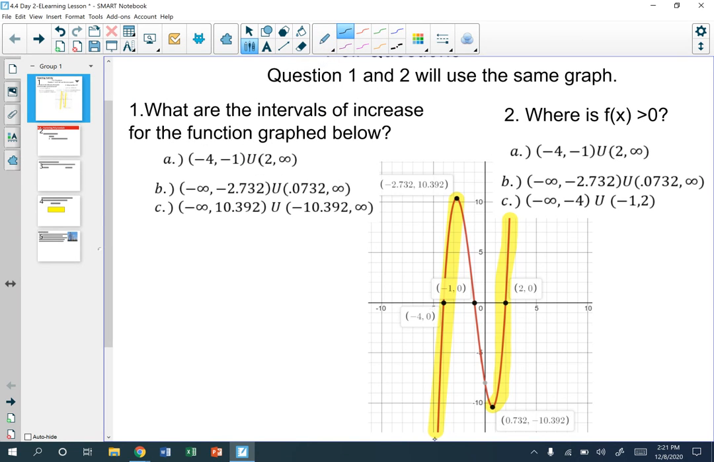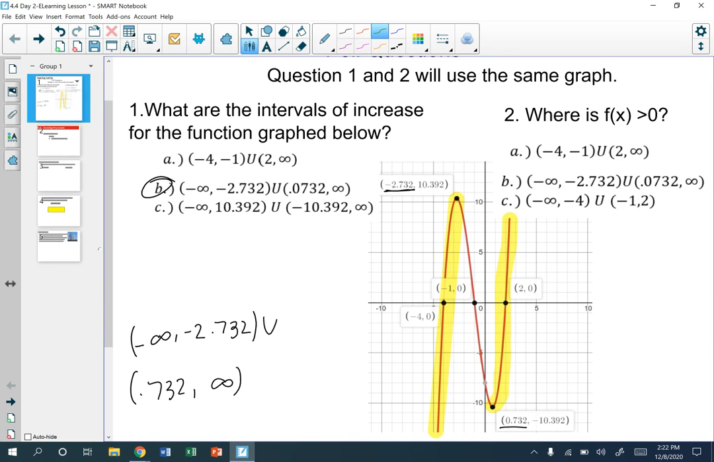And my first one, right, this graph is going to go down forever. So it's increasing starting at negative infinity and going to, remember, we're supposed to be using x values for this. So it increases until negative 2.732, right? That's our first interval. And then our second interval starts at 0.732 and goes till infinity. And then those are going to be connected by a union symbol, which matches up with option B.